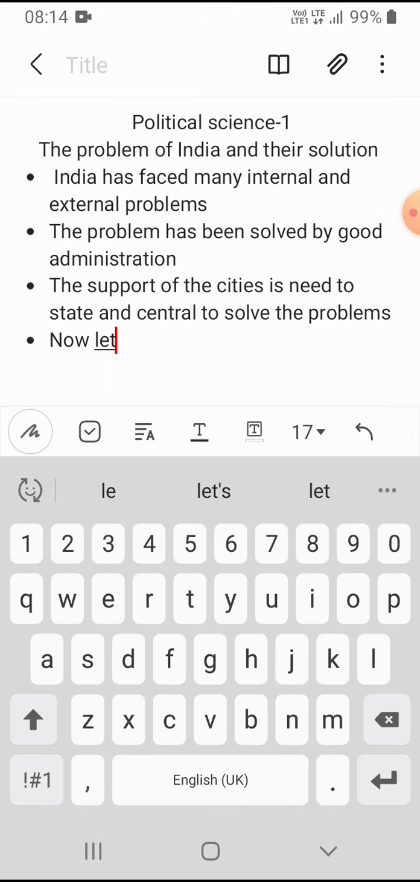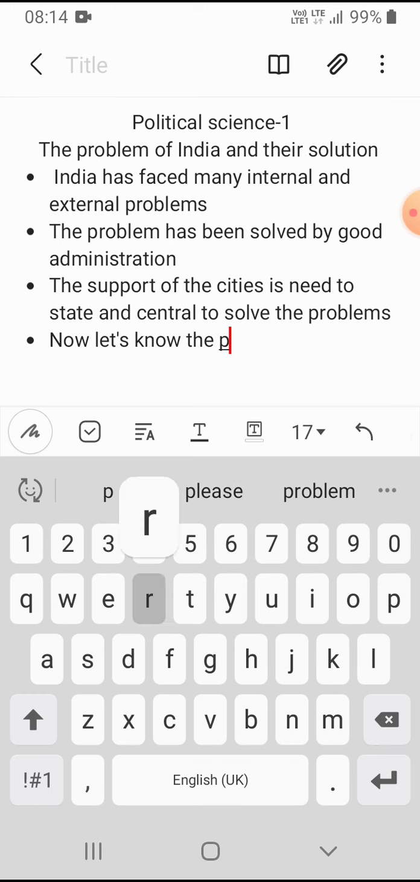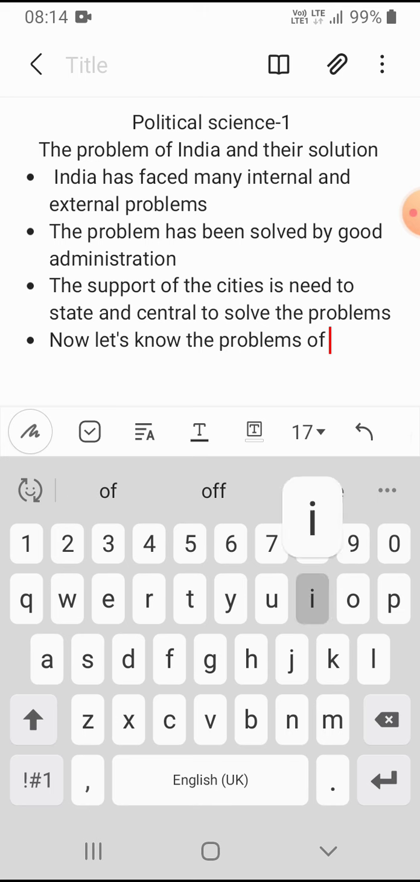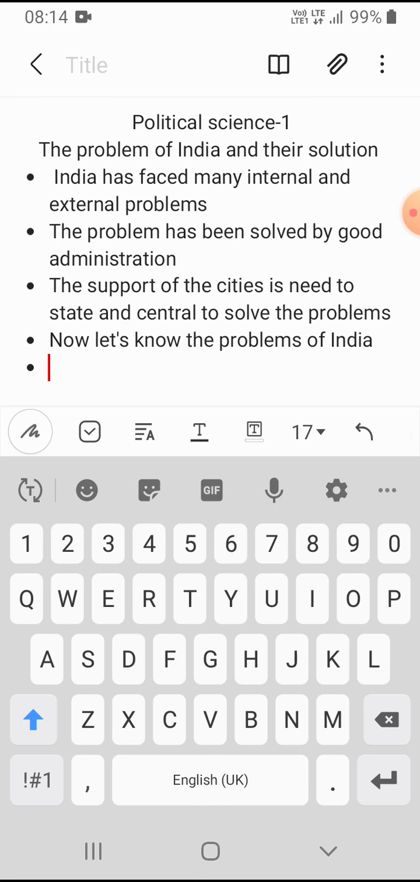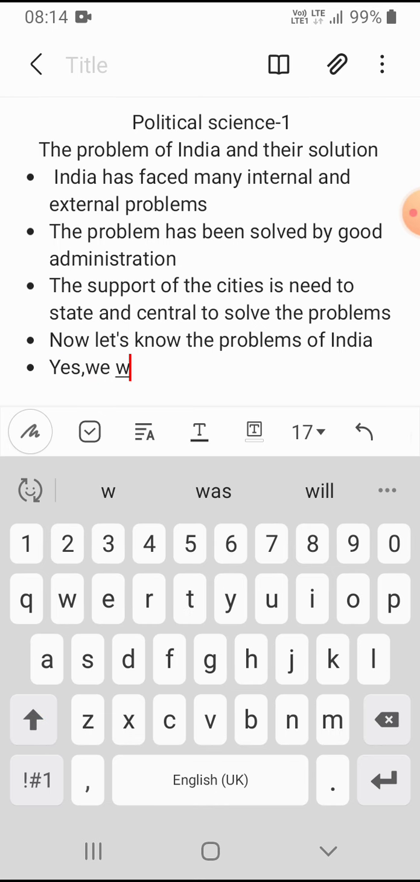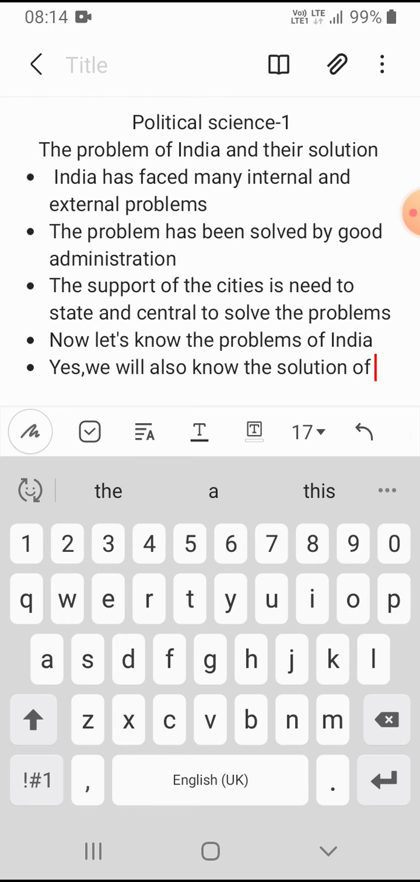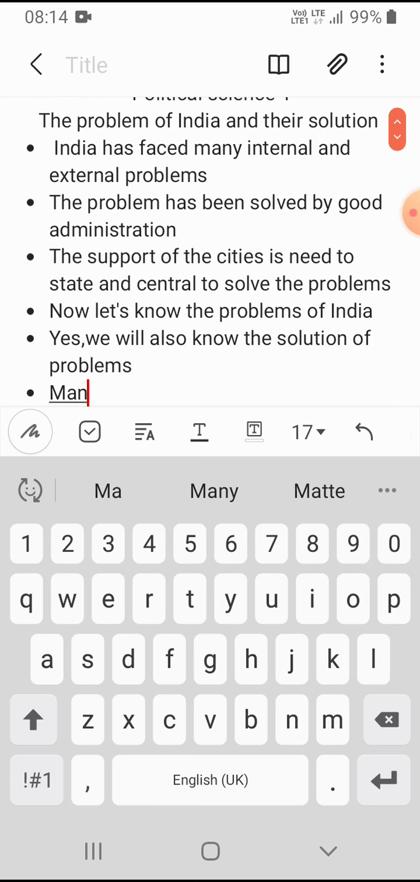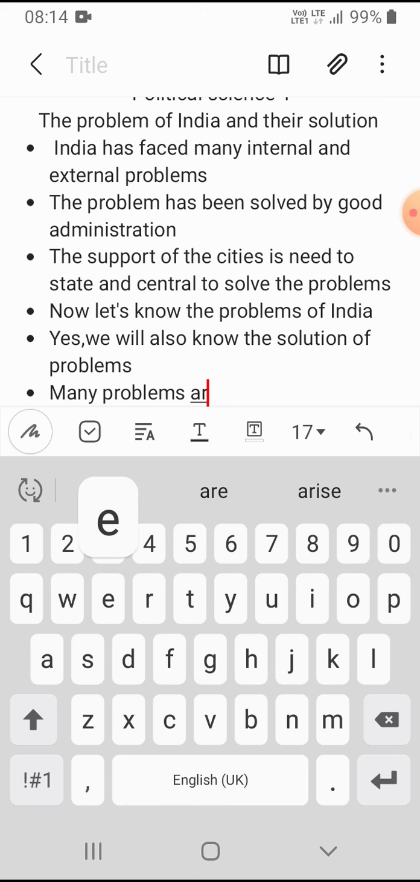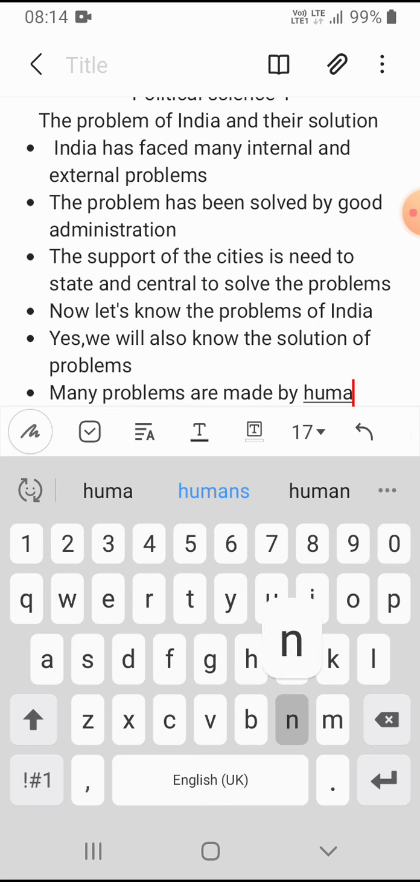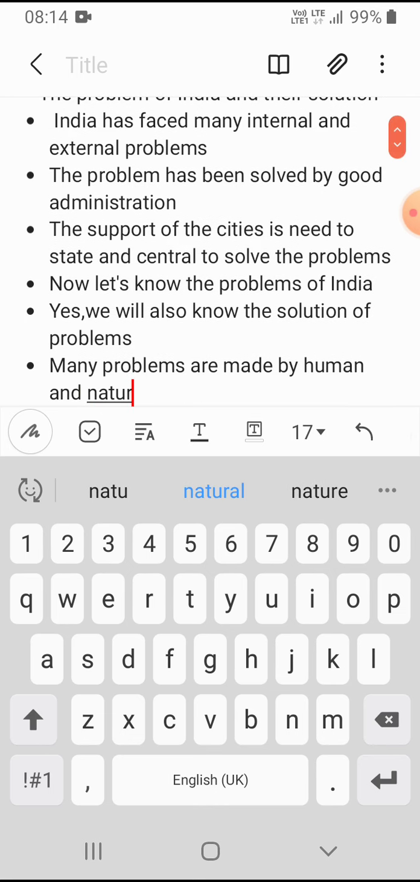Now let's know the problems of India. And yes, we will also know the solutions of the problems. Many problems are made by humans, and many are natural, which means they may occur.